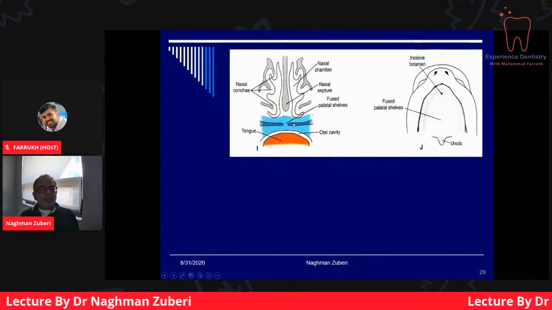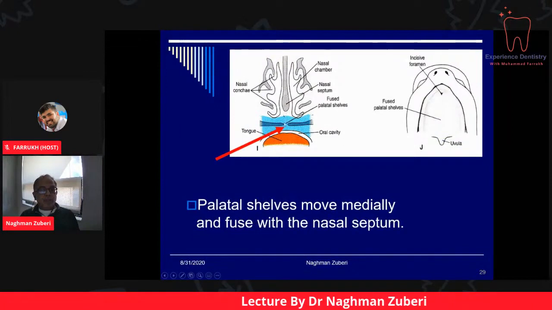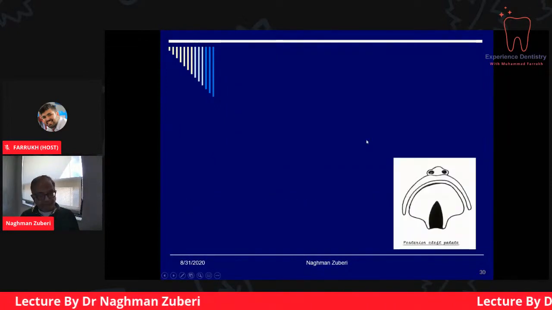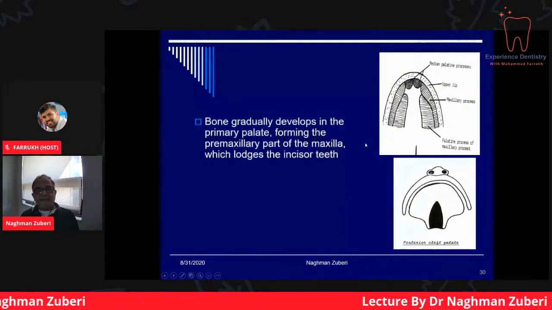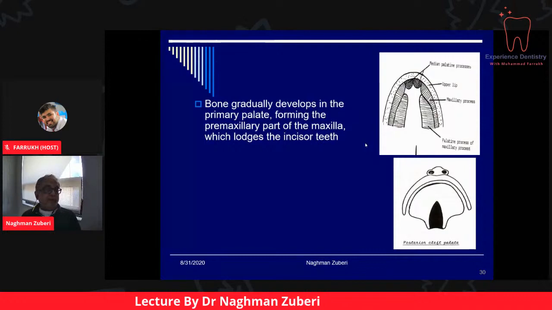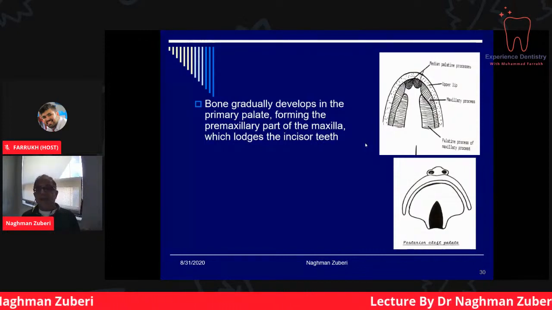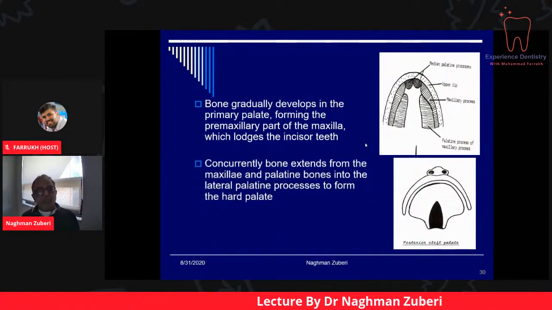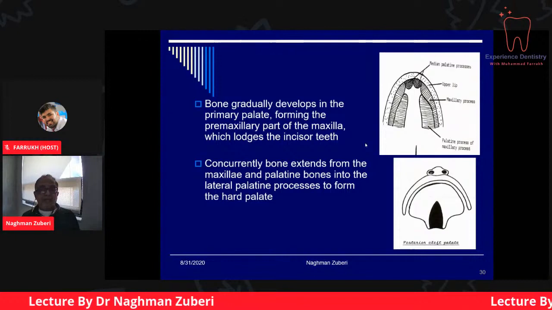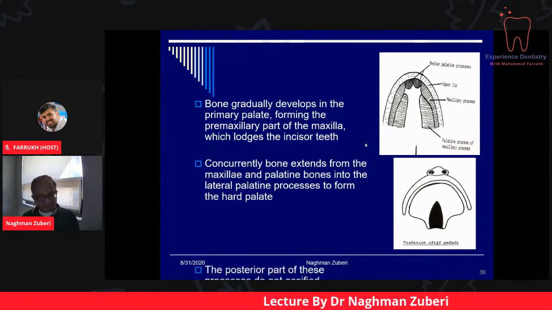So not only are they fusing with each other, they are also going to merge with the nasal septum as well. Bone gradually develops in the primary palate, forming the premaxillary part of the maxilla, which lodges the incisor teeth. We have already discussed it. Concurrently, bone extends from the maxillae and palatine bones into the lateral palatine process to form the hard palate.